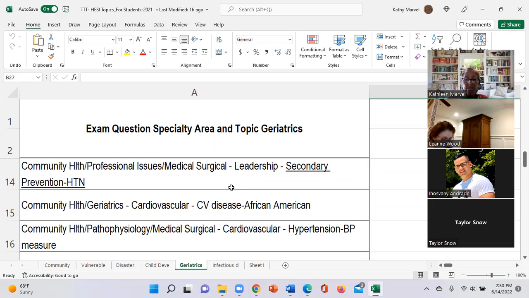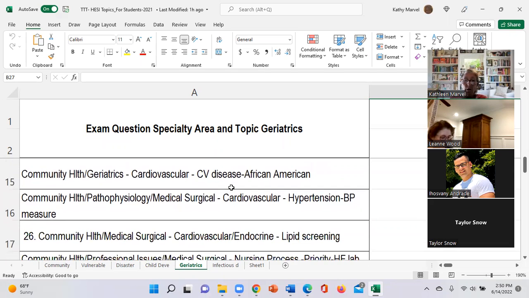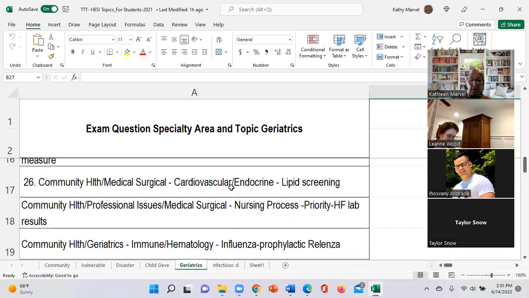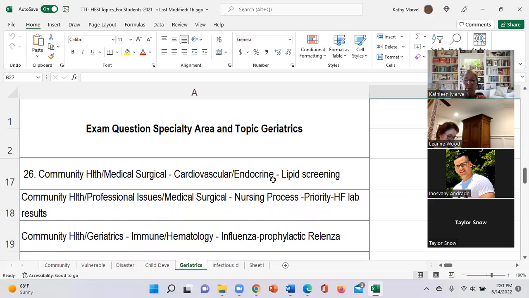Cardiovascular disease in the African American population. Why are they asking about that? Maybe the prevalence, maybe the common age of onset, maybe the mortality. And then they're asking another med-surg question with regards to cardiovascular and endocrine, something about lipid screening.